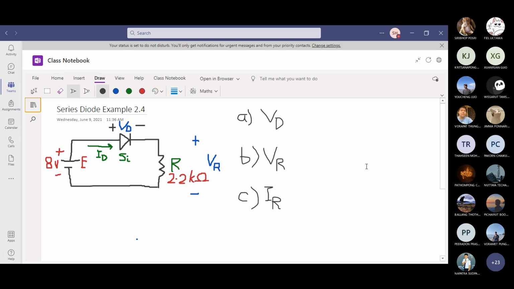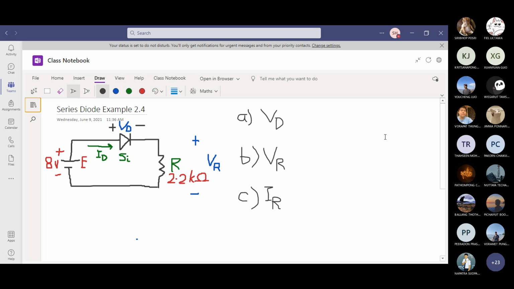Before you start working on the problem, I will tell you the first step that you have to do. Once you have a circuit with the diode, please look at the surrounding of the diode. Look at what is around the diode, what is coming in, what is going out, what is the polarity, and make a decision whether or not the diode is on or off. After that, you will solve the problem.